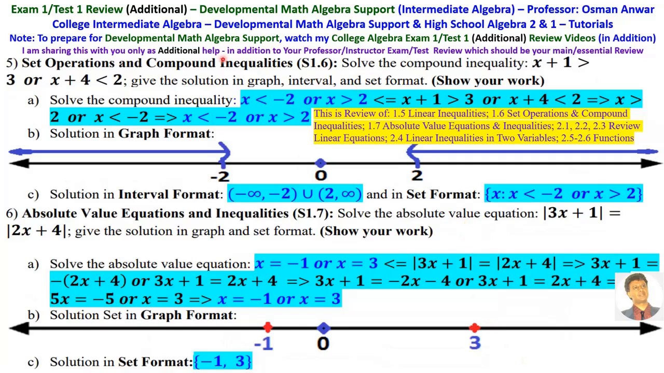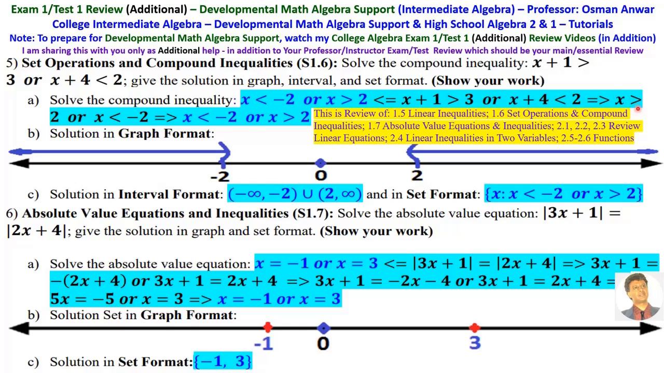Number 5 is solve compounding inequality. Two inequalities: x plus 5 is greater than 6 or x plus 4 is less than 2. So let's solve them simultaneously. So this is x plus 1 is greater than 3 or x plus 4 is less than 2. So subtract 1 from both sides from the first one and subtract 4 from both sides from the second one.